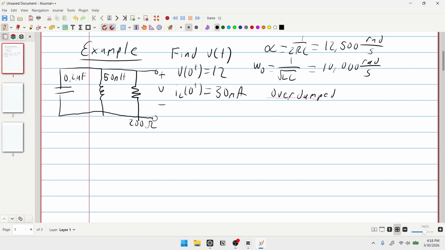So that means our solution will take the form V of t equals a e to the s1t plus b e to the s2t. Okay, and so let's find our s1 and our s2, right? So s1 is equal to negative alpha plus our damped frequency. And s2 is equal to negative alpha minus our damped frequency, right? Nope, I'm completely wrong, I'm so sorry. Never mind. Spin that back.